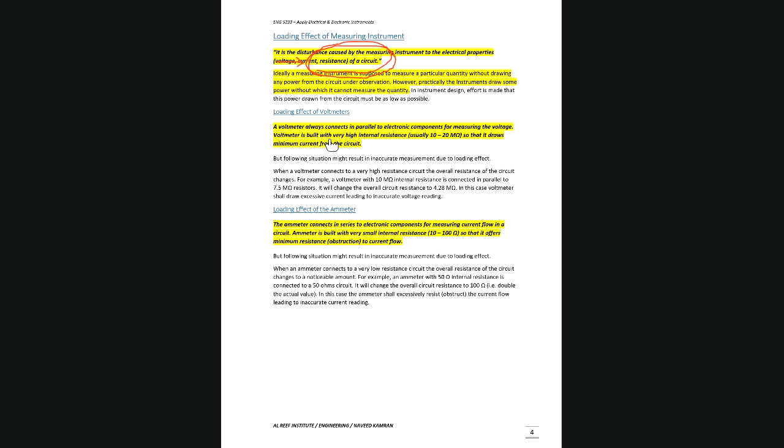Ideally a measuring instrument is supposed to measure a particular quantity without drawing any power from the circuit under observation. I'm reading out this second paragraph. However, practically the instrument draws some power without which it cannot measure the quantity. The yellow portion is highlighted as important paragraphs, and I did it intentionally so that you pay more attention to these. Okay, loading effect of a voltmeter.